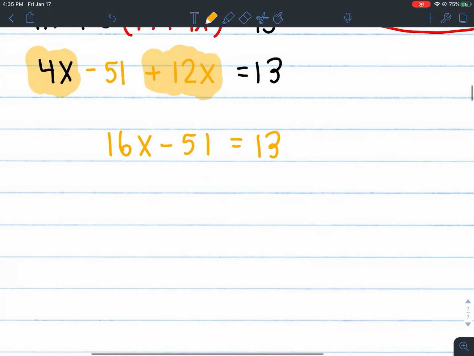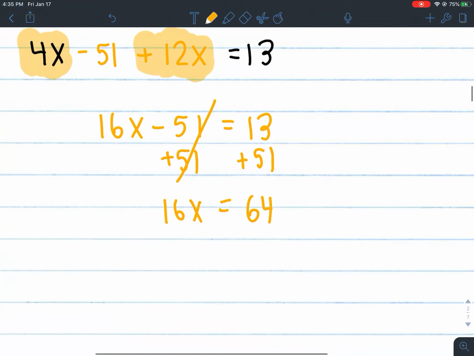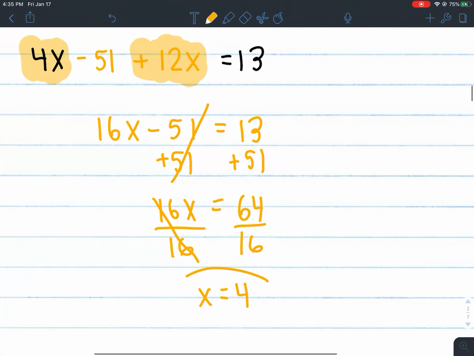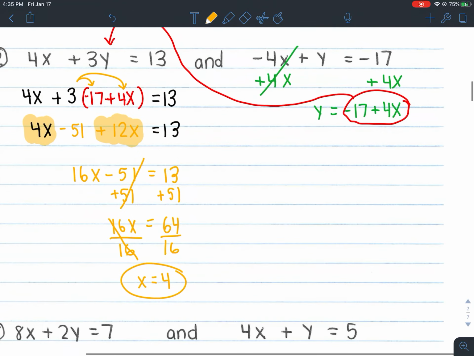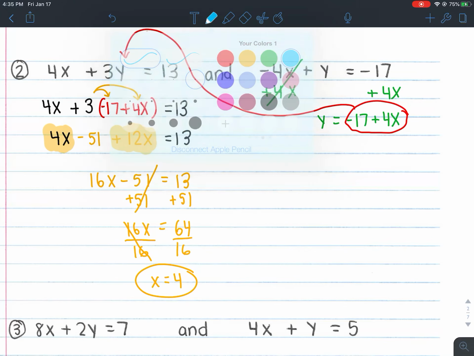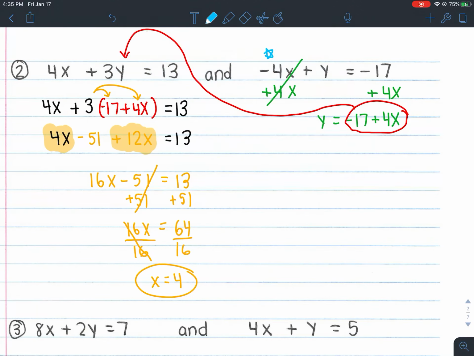We're going to get the 16x by itself, so we're going to add 51 to both sides. 16x equals 13 plus 51, which is 64. Divide both sides by 16 to get x by itself. We get x equals 4. So x equals 4 is part of my solution, and I'm going to pick one of my equations. Again, it doesn't matter which one. Let's pick the one on the right here.